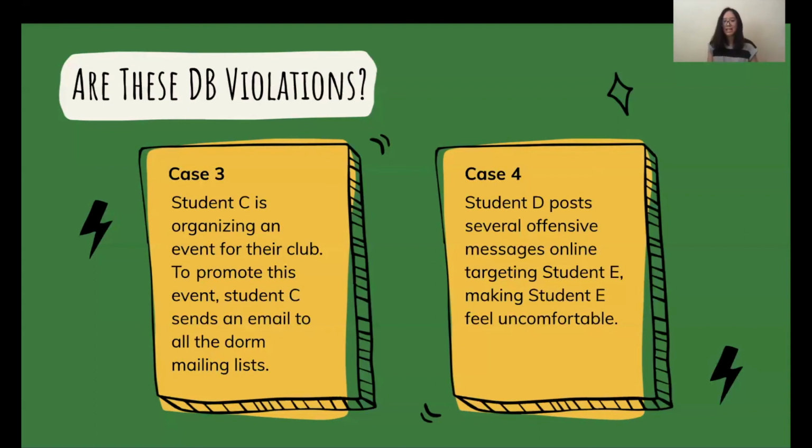And for the last case, student D posts several offensive messages online targeting student E, making student E feel uncomfortable. We see this as bullying and it is therefore an honor code violation.